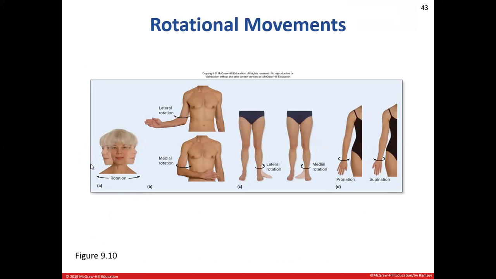So let's look at a couple of these examples here. Obviously we have rotation, right and left rotation. This is simple rotation. But if we look at the shoulder, we also have lateral rotation, where we're moving that particular bone laterally. Medial rotation, we're rotating it back inward. Lateral rotation of the hip, we're pointing the toe outward. Medial rotation, we're pointing the toes inward.